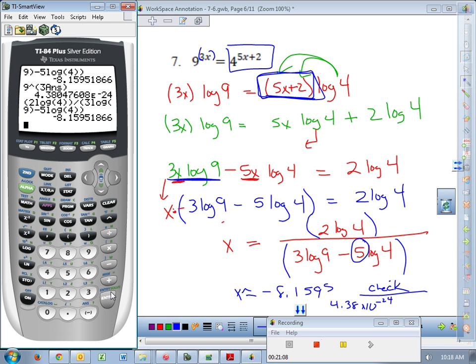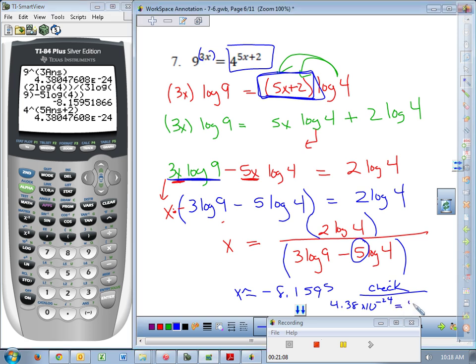Cool? So now let's take 4 to the 5 times my previous answer plus 2. I had to get that previous answer by going a couple entries back and hitting enter again. And I'll bet you get the same nasty decimal that you did before. I got my same nasty decimal. Ellie, did you get your same nasty decimal? So regardless of what your nasty decimal is, it should be the same both times because you're using the same calculator. It checks.